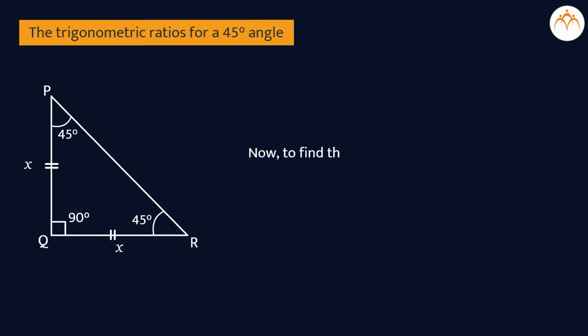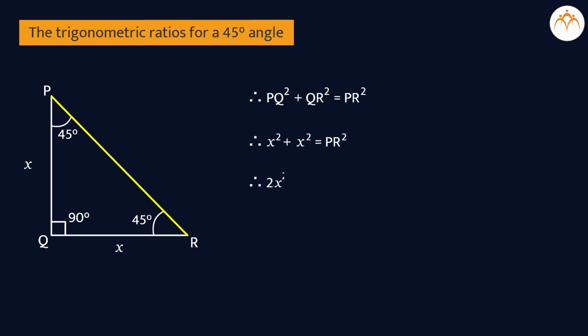Now to find the length of the hypotenuse PR, we will use the Pythagorean theorem. Therefore, PQ square plus QR square is equal to PR square. Therefore, x square plus x square is equal to PR square. Therefore, 2 times x square is equal to PR square. Therefore, PR is equal to square root of 2 times x square, which is equal to square root of 2 times x.